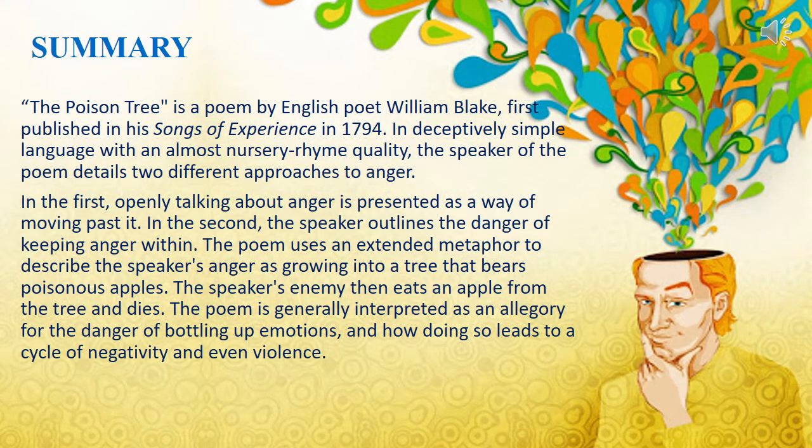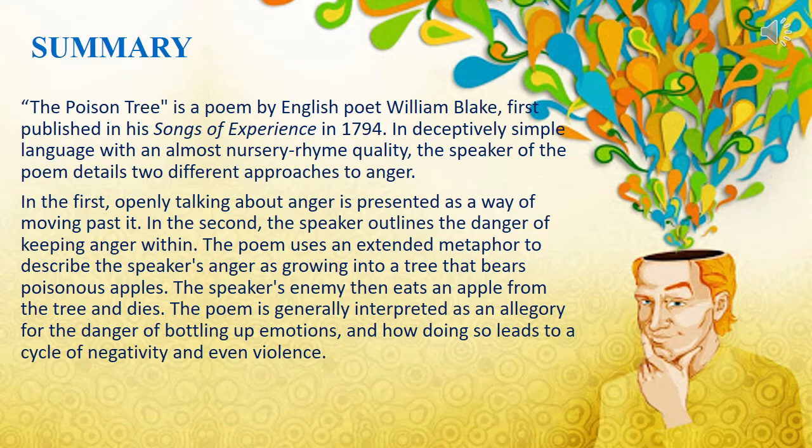Now let's go through the summary. The Poison Tree is a poem by English poet William Blake, first published in his Songs of Experience in 1794. In deceptively simple language with an almost nursery rhyme quality, the speaker of the poem details two different approaches to anger. In the first, openly talking about anger is presented as a way of moving past it. In the second, the speaker outlines the danger of keeping anger within.